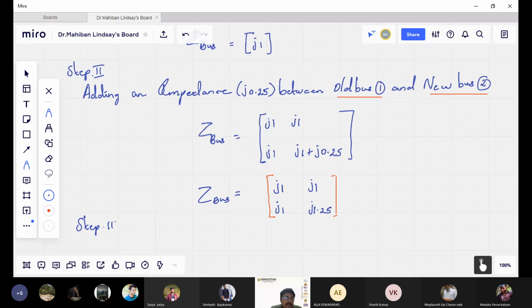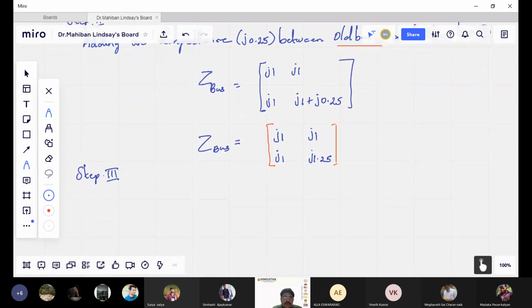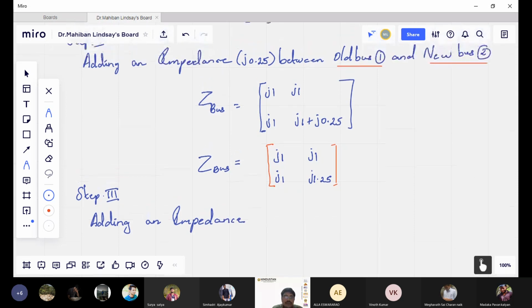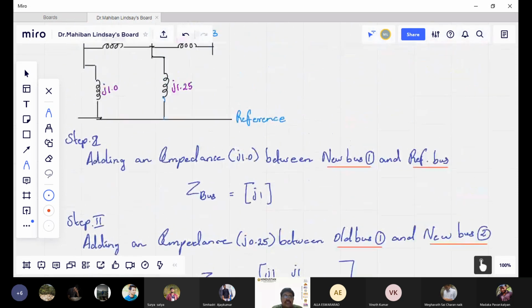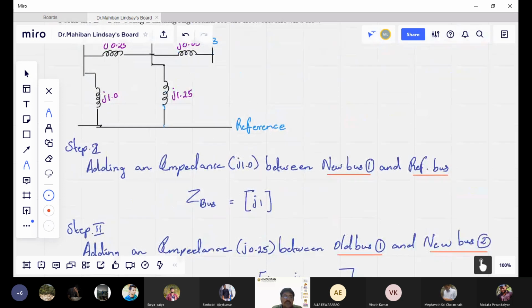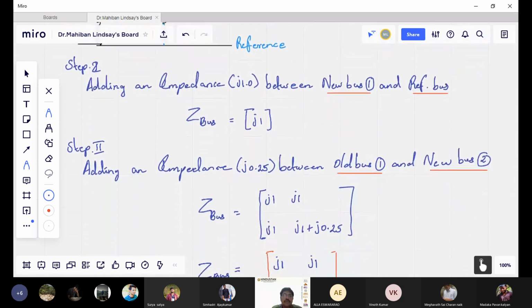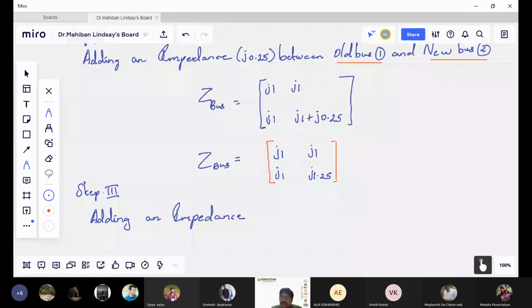step 3, now I am adding an impedance. So here also adding an impedance. We'll check what is the value of that impedance. Yes, here the value of the impedance is 1.25, and that is between 2 and reference.